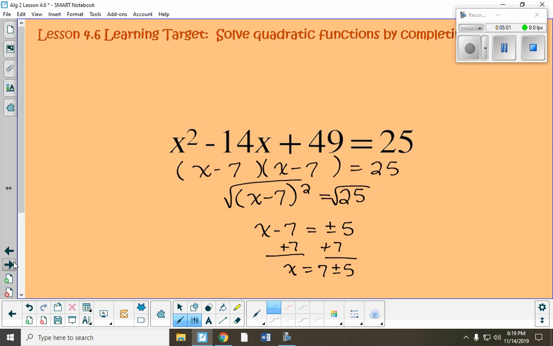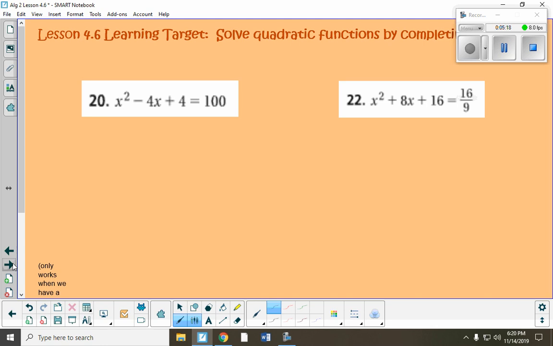Sorry about that. Now going back to the problem we were on, when I got to this point, I realized I'd forgotten it last time. So this would be 7 plus 5 and 7 minus 5, which is 12 and 2. Those are the two answers that we end up with. And we will do one more. We'll pick the one with a fraction here. If we have a perfect square trinomial, so that will factor.